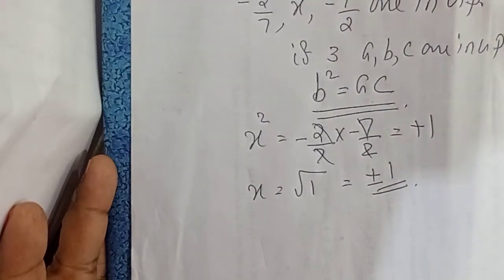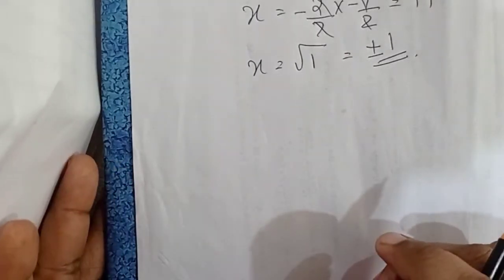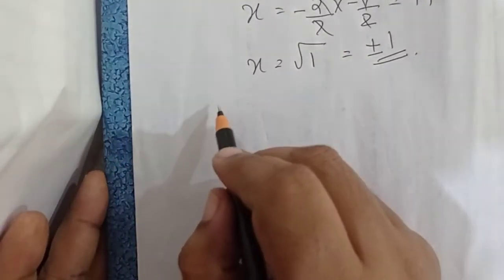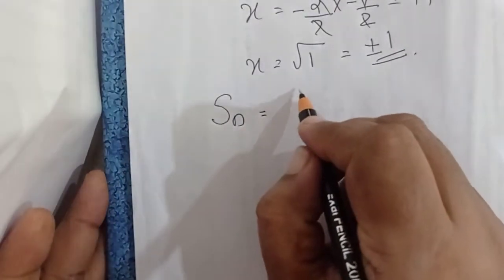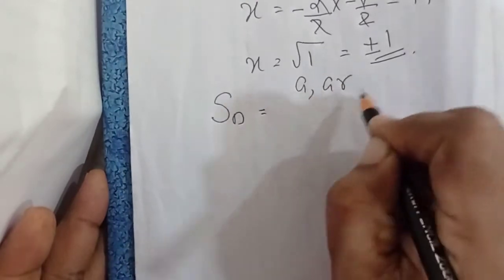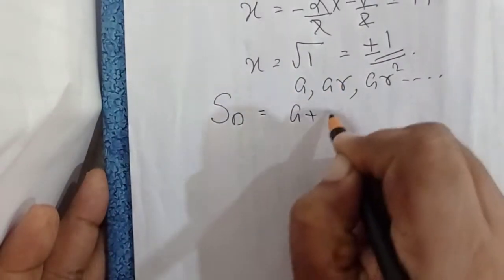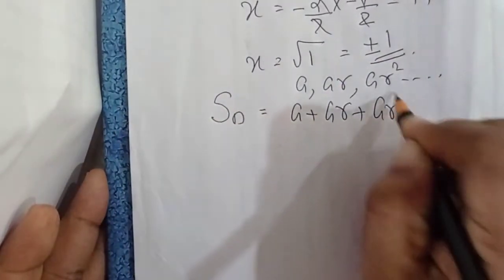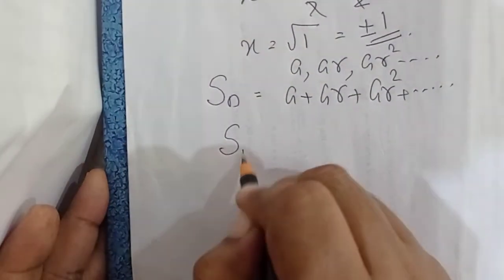Then write the next part. Sum of n terms of a geometric series. Sum to n terms, Sn is equal to. We know that the geometric progression is a, ar, ar squared, etc. Here our aim is to find the sum, that means a + ar + ar squared + etc. Sn is equal to, right?